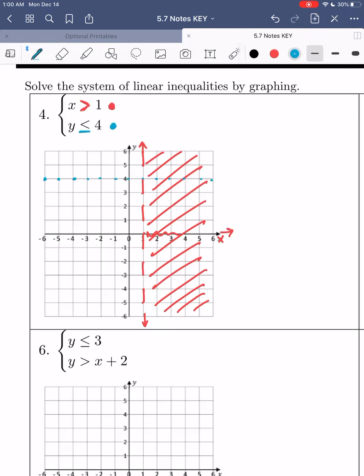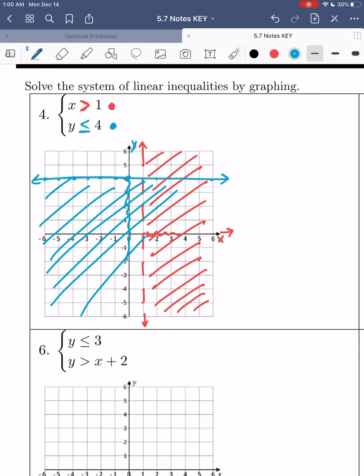This is less than or equal to. Since it has that or equal to, that's going to be a solid line. And then this is y less than. So I'm looking here, my y numbers go up and down, and my lower or my smaller y numbers are down. That's where the negative numbers go. So I'm going to shade down here. Maybe I should have shaded the other way.